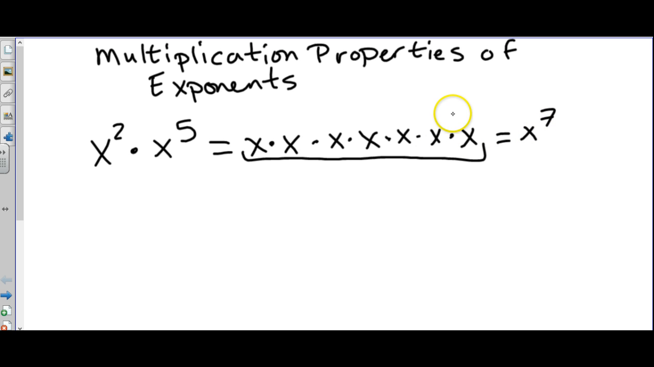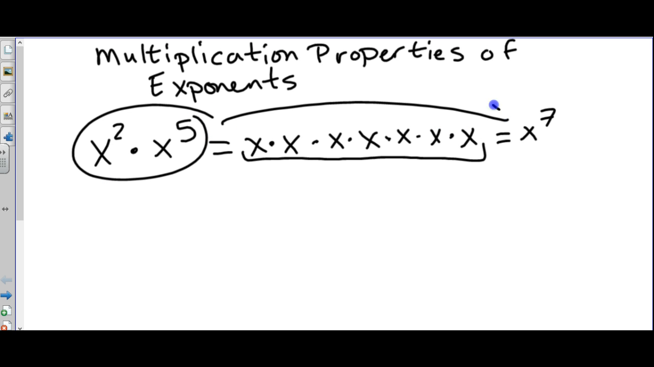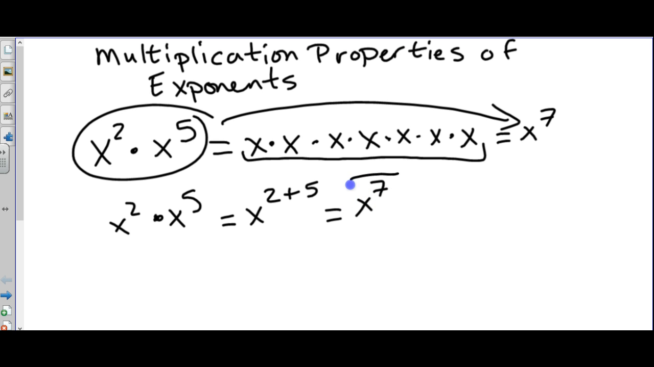Well, we want a way where we can just go from the start here to the finish here. If we look at the 2 and the 5, we know the only way to get a 7 using a 2 and a 5 is to add them together. So when you're multiplying terms together that have the same base, notice these both have the letter x, you can just add the exponents together to get the final answer.